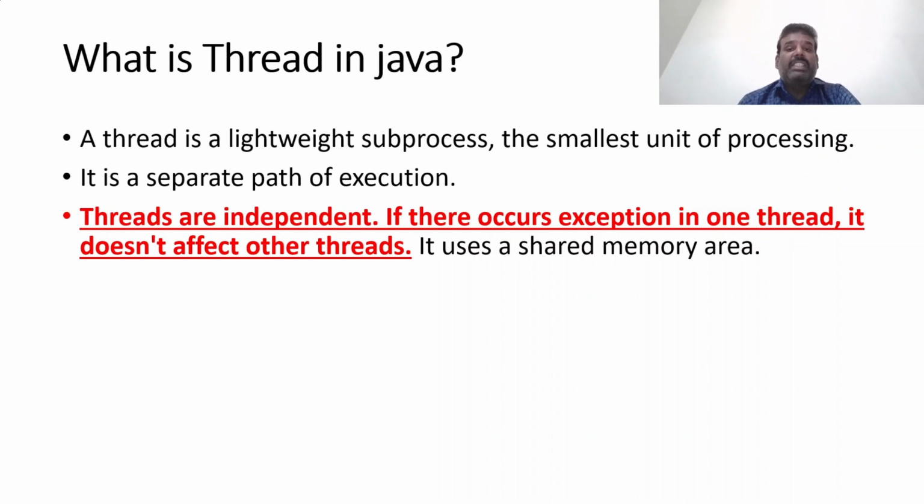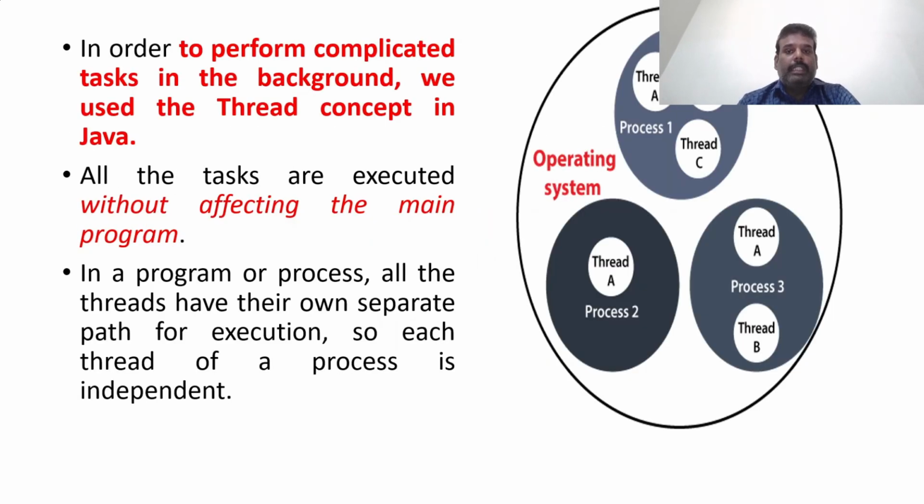So one thread cannot affect the execution of other threads, but it shares the same common memory. For example, take an operating system. The operating system executes more than one process. This is process one, and it is divided into three threads: thread A, thread B, thread C. All three execute simultaneously. This is process two, having only one thread, so it runs a single path. And process three has two threads, so they are executed individually. So one process has three threads, one has one thread, and one has two threads.